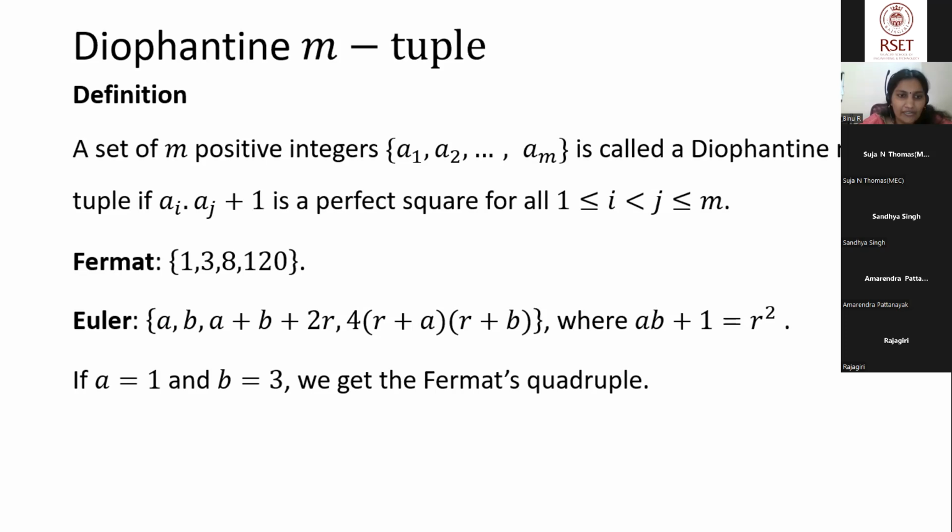Euler gave a generalization of this, that is A, B, A plus B plus 2R, 4R times (R plus A)(R plus B), where AB plus 1 is equal to R square. If A is equal to 1 and B is equal to 3, if you substitute these in this generalization formula, we get Fermat's quadruple.